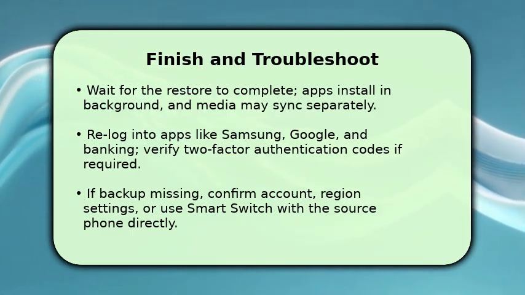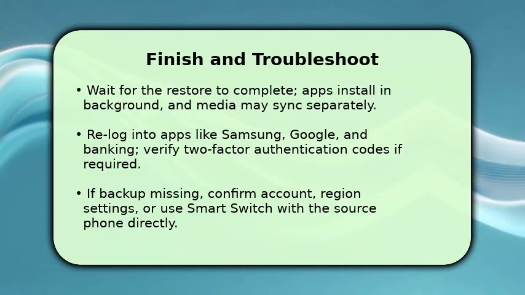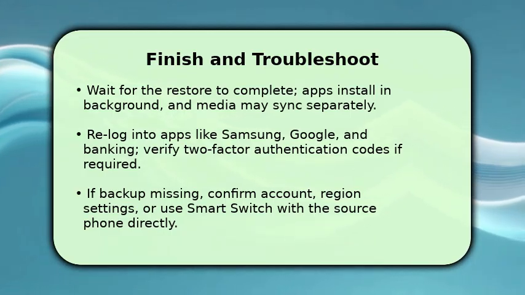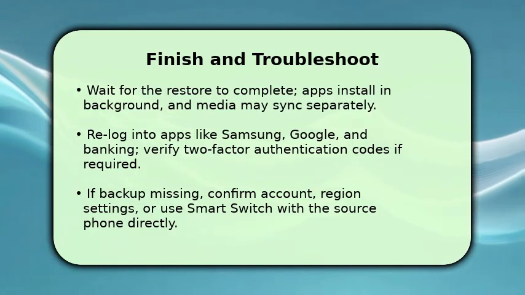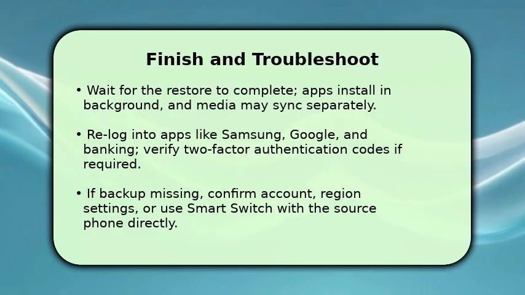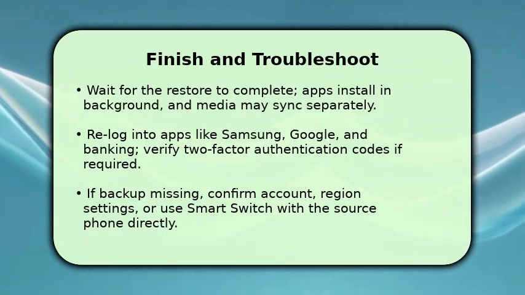If something fails, check that you use the exact same Samsung account and region, then retry. If the cloud backup is not visible, use Smart Switch over USB or Wi-Fi to transfer directly from the old phone as a troubleshooting alternative.